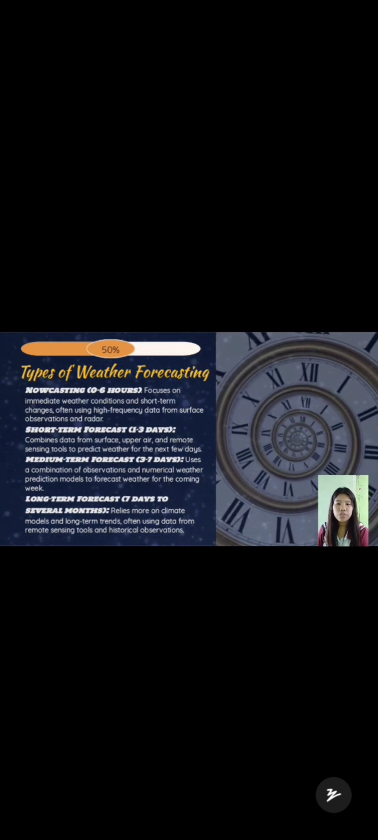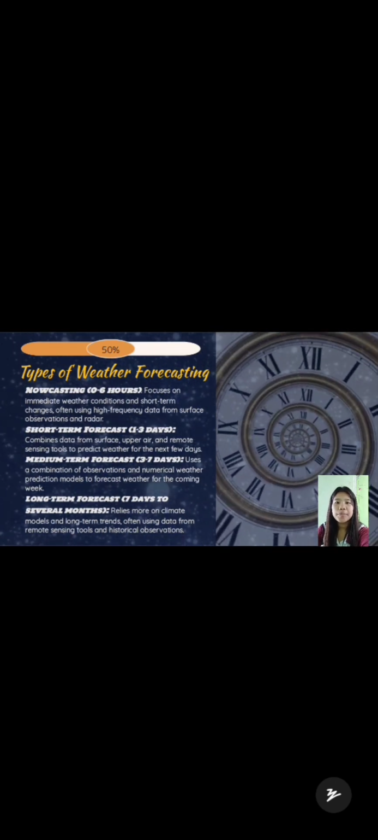So let's move on to the medium-term forecast that ranges 3 to 7 days. It uses a combination of observations and numerical weather prediction models to forecast weather for the upcoming week. And for the long-term forecast that ranges 7 days to several months, this relies more on climate models and long-term trends, often using data from remote sensing tools and historical observations. So basically, long-term forecasts are less accurate than nowcasting.